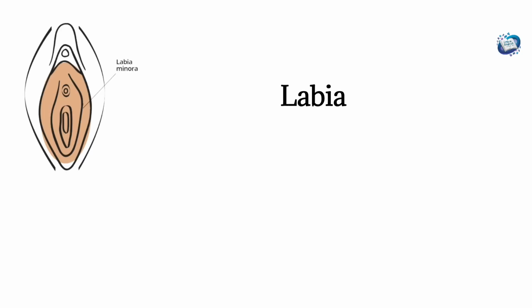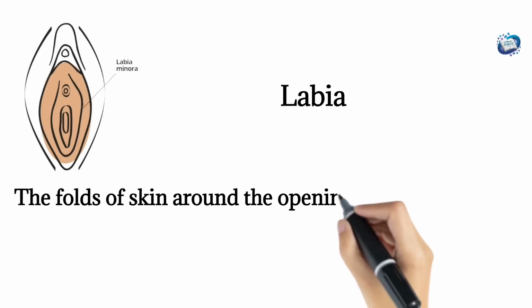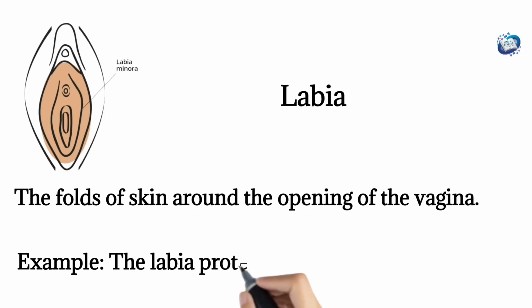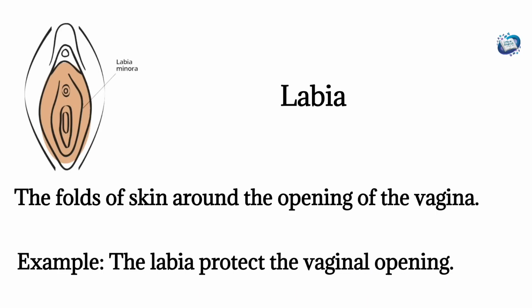Labia. The folds of skin around the opening of the vagina. Example: the labia protect the vaginal opening.